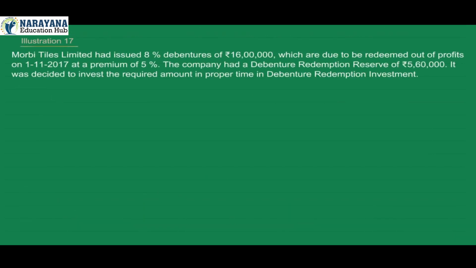Illustration 17. Morbi Tiles Limited had issued 8% debentures of Rs 16 lakh, which are due to be redeemed out of profit on 1st November 2017 at a premium of 5%. The company had a debenture redemption reserve of Rs 5,60,000. It was decided to invest the required amount in proper time in debenture redemption investment.